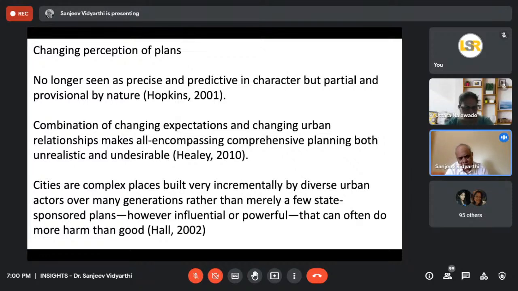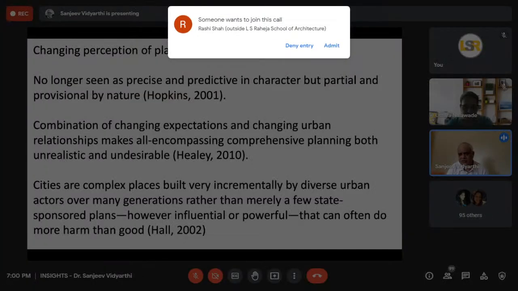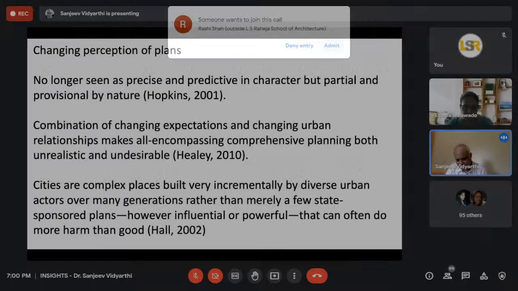So from this lens, from this kind of reading, you realize that cities are very complex places built very incrementally by diverse urban actors over many generations. धीमे कई, जैसे Mumbai, the city of Mumbai, how many generations now? Almost 12, 13 generations have contributed. Each generation changes about 25 years. So Mumbai has been around 250 years. So 8, 10, 12 different generations, very incrementally, have added pieces to it, rather than a few state-sponsored plans.